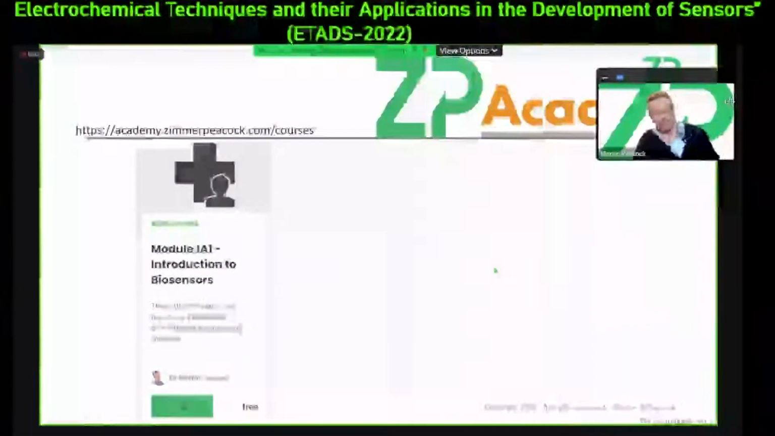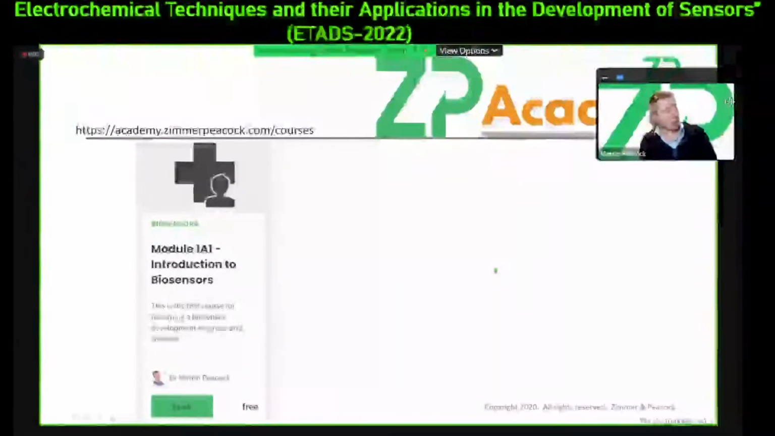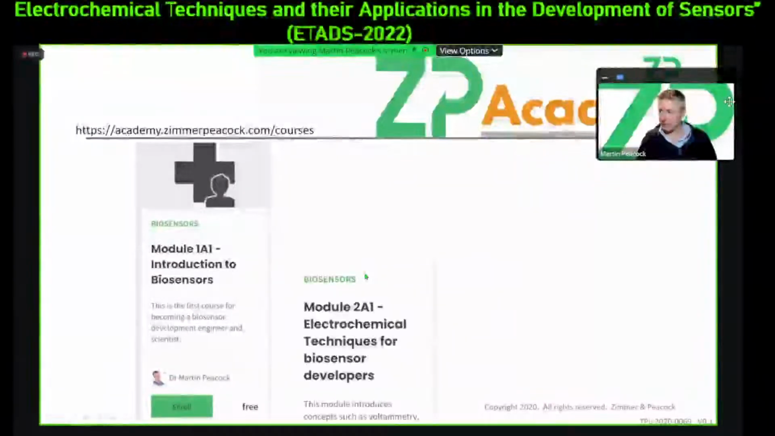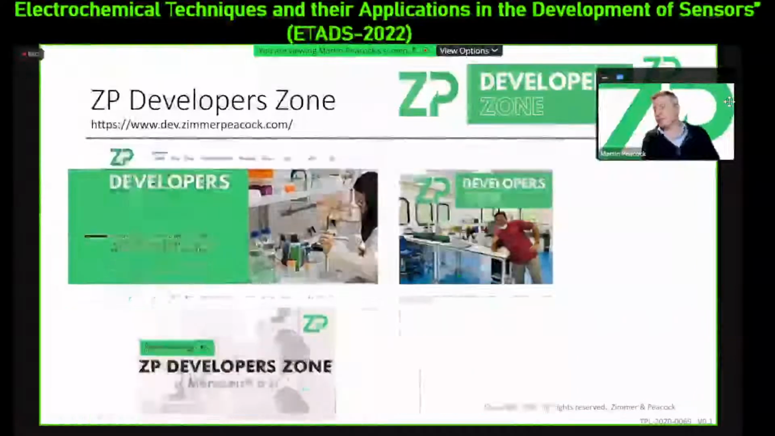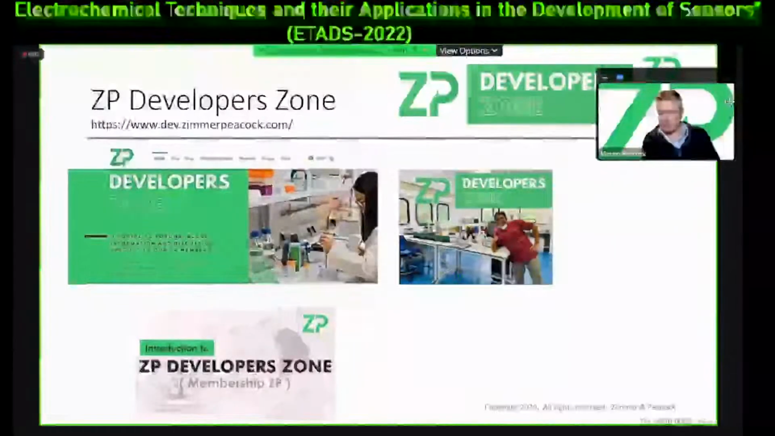So if any of the voltammetry or amperometry or potentiometry that I will mention is not clear to you, then there are a couple of these courses that are free. We also have what's called the developer zone, and we have a lot of members here.